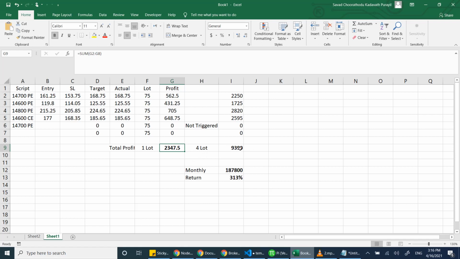Around 9300 rupees profit you will be able to make, which means monthly, around 300%. But I will not say you will get 300% every time, because sometimes you will hit a stop loss. You can surely expect a stop loss around 10 to 20% of the time. Today there was no stop loss hit actually. That is why the profit is showing a decent one.